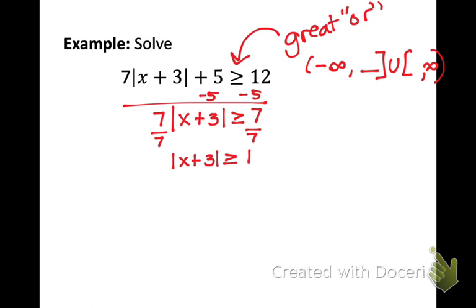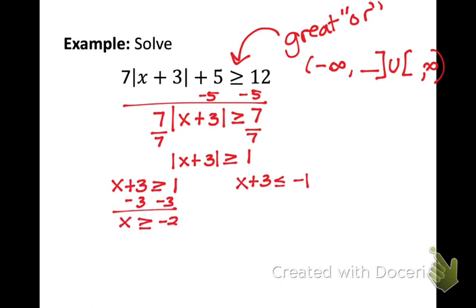So my positive case is x plus 3 is greater than or equal to 1. And then, Graham, what's going to be the negative case? Don't make the mistake that I don't want you to make. Less than or equal to -1. Perfect. Good job. So x plus 3 is less than or equal to -1. He remembered to flip his sign when we did the negative case. So now we're going to subtract 3 from both sides. So x is greater than or equal to -2. Subtract 3 over here. x is less than or equal to -4.